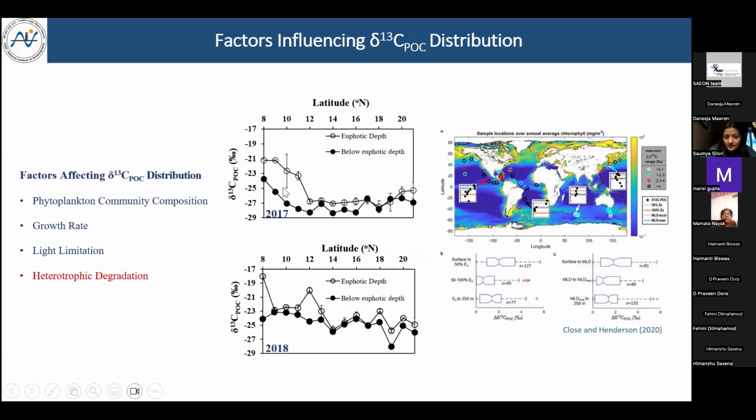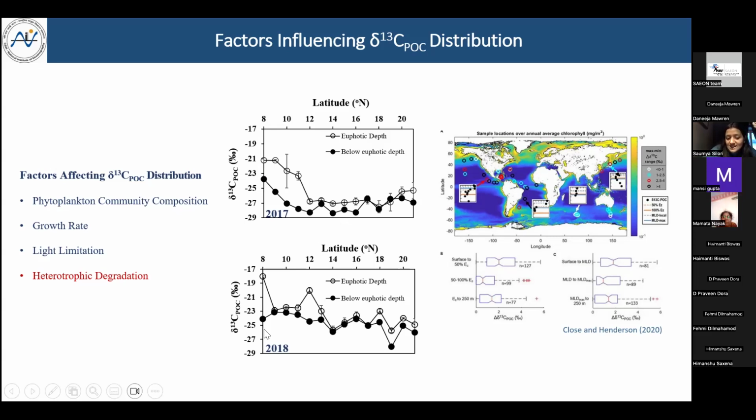First of all, if we look at here, we tried to calculate the photic depth by using the total pigment that was available. So we look at how the values vary within the photic depth, and then we see how it varies below it. For most of these stations along the west coast of India, we see that delta 13C POC values are actually slightly higher within the euphotic depth, and then they decrease when we move below the euphotic depth.